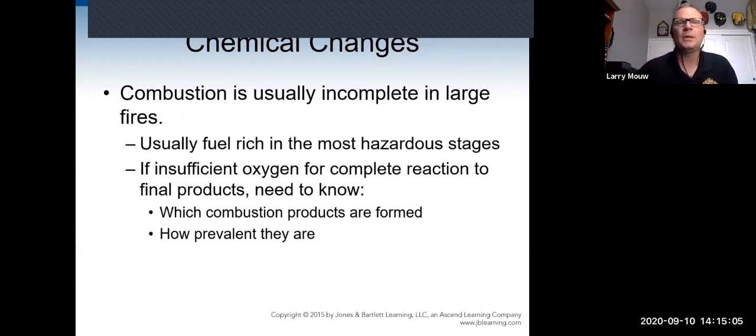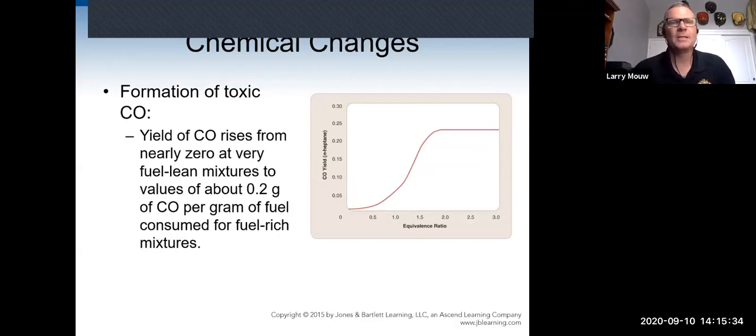Combustion is usually incomplete in large fires. Usually there's a fuel-rich condition in the most hazardous stages of fire. If there's insufficient oxygen for a complete reaction to take place, what we need to know is which combustion products are formed and how prevalent they are. A lot of these combustion products that remain are very harmful to us, especially as firefighters, as we go in there and take care of the fire, such as in the overhaul stage. One of the big things that comes out of that is carbon monoxide. We know that carbon monoxide is not good for our bodies to breathe. It does some things to our cells that block the oxygen from being transported, so it's not good.